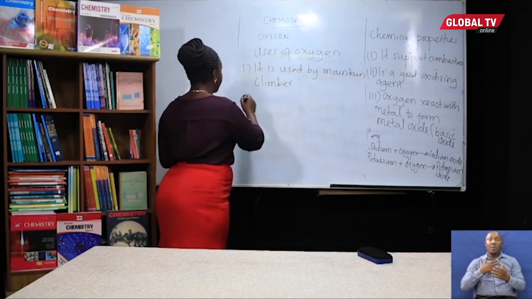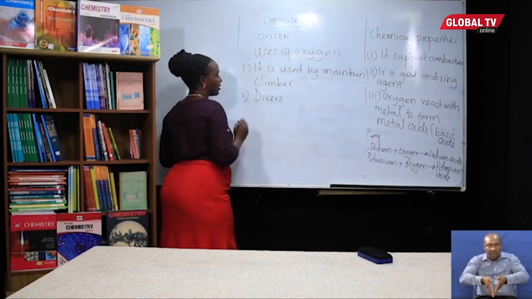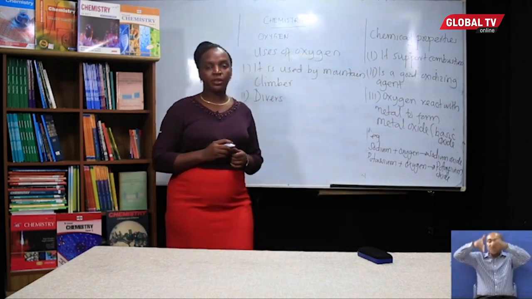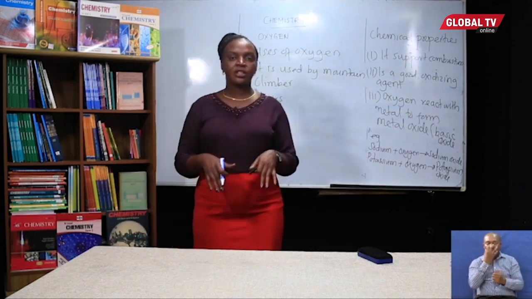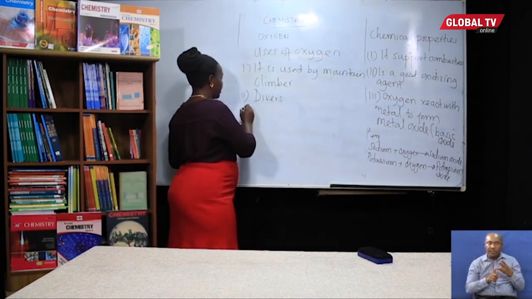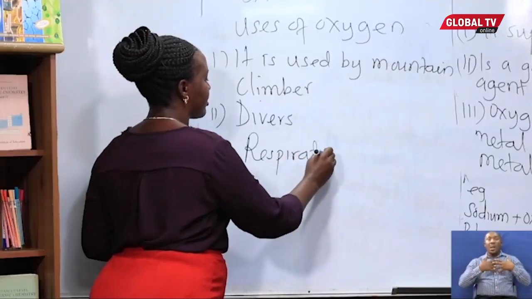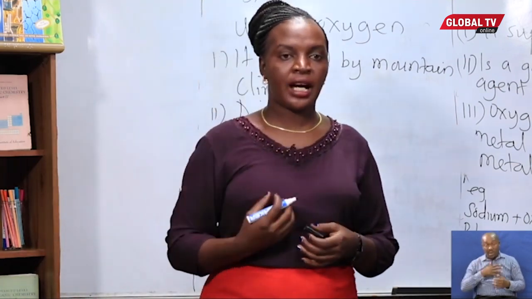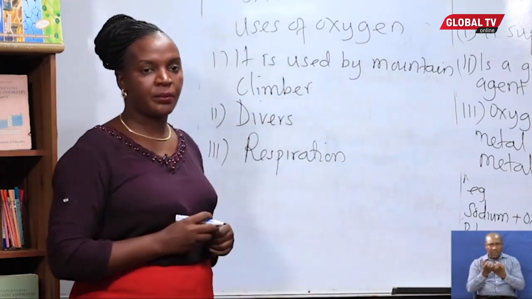But also, number two, it is used by divers who go deep down the sea. They need oxygen in order to go deep down the sea so that they can keep on surviving. And also, oxygen is used in the respiration process. We know that we are inhaling oxygen, so we need oxygen during respiration.